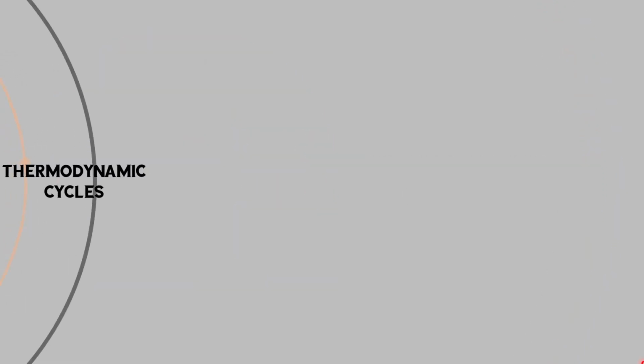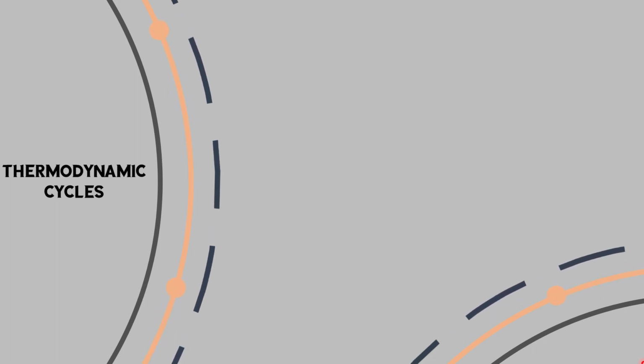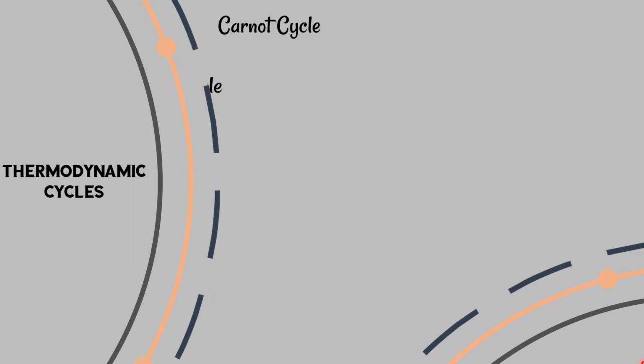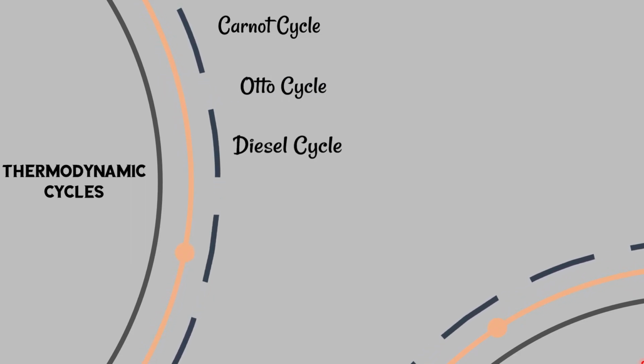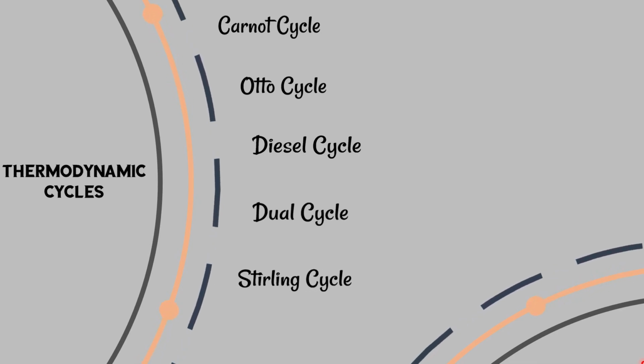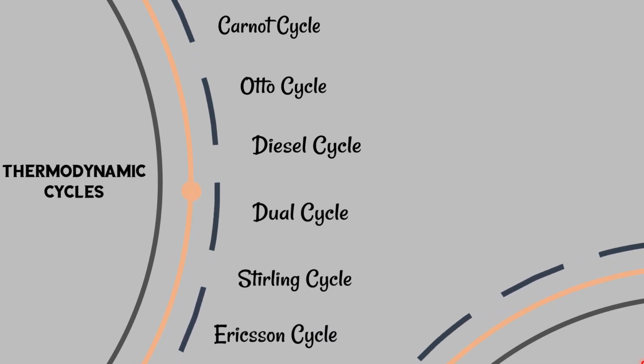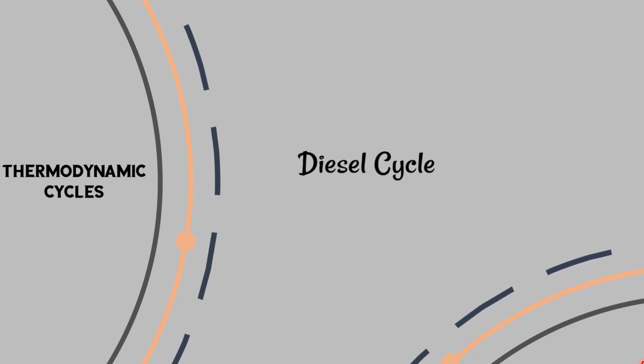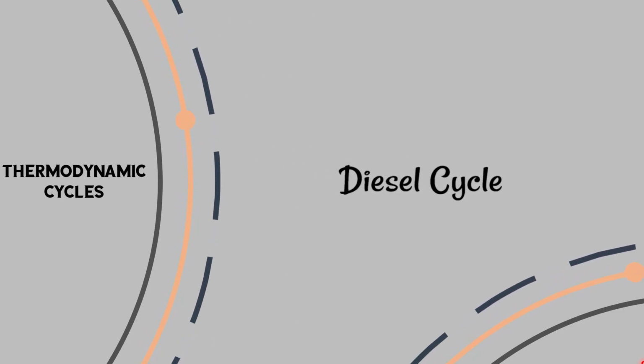There are 6 cycles to be discussed in total, and they are as follows: Carnot cycle, Otto cycle, Diesel cycle, Dual cycle, Stirling cycle, and Ericsson cycle. But for today's video, the discussion is all about the diesel cycle. So don't be lazy and grab your scientific calculator. If you're ready, let's begin.